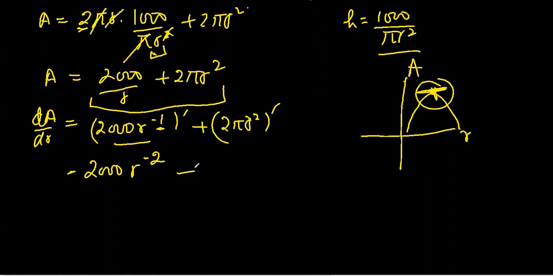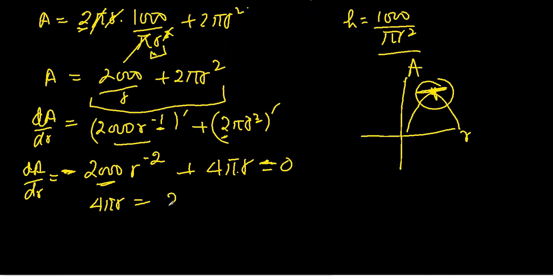Okay, next, this will be easier. This square 2 will multiply with this 2, so it will be 4 pi r, and 2 goes down by 1, which is 1, so I'm not writing any exponent here. It will be just 4 pi r. All right, and that is dA over dr, and at stationary value this should be equal to 0. So let's bring this negative term to the right side so that it becomes positive. So 4 pi r remains on the left side, and the other one becomes 2000 over r square. Yeah, minus 2 to make it positive, I made it a denominator.